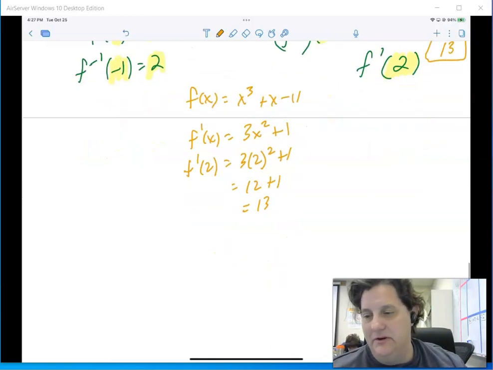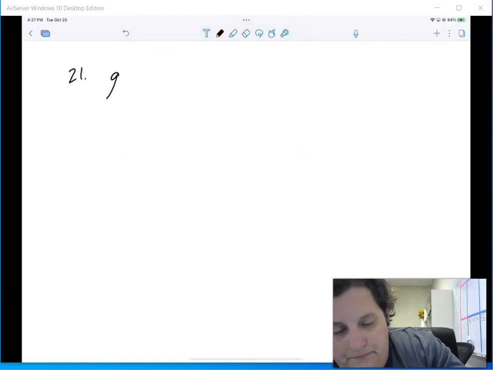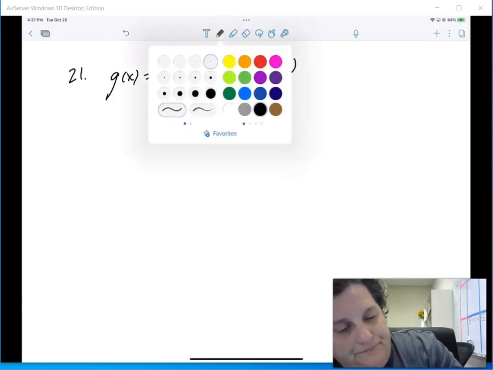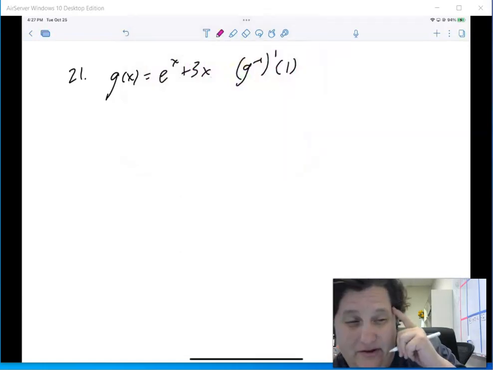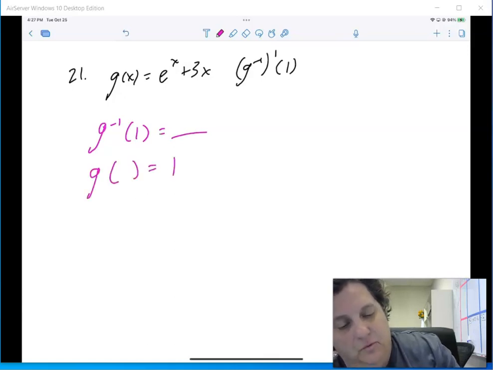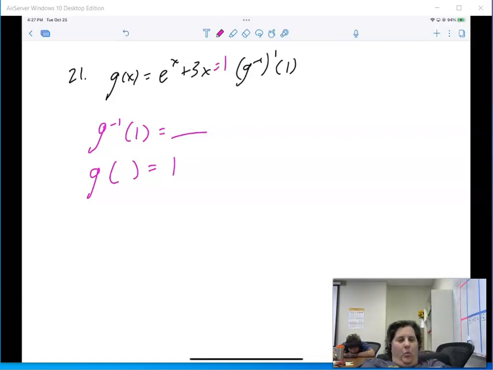Nice. Good inverse question. Okay, here's another inverse question. Find g inverse prime of 1. Okay. This one, I'm going to have to figure this out a little bit. It didn't give me a ton of information. So g inverse of 1 equals something, which means g of something equals 1. Which means I have to find out where that equals 1.